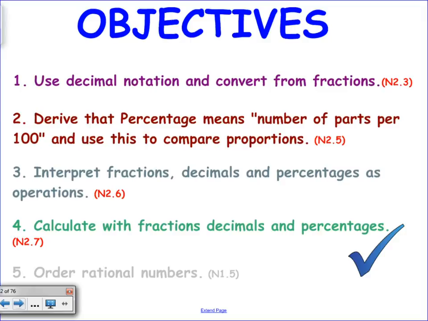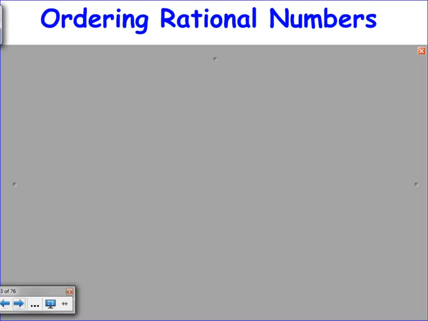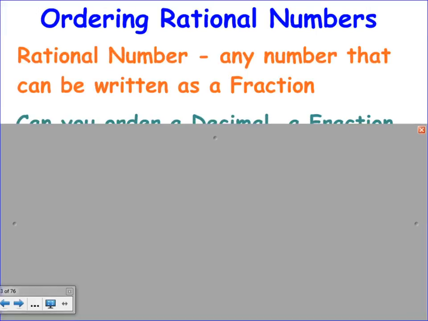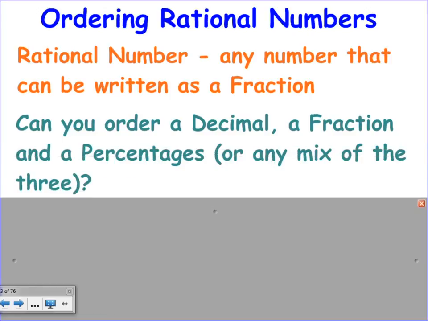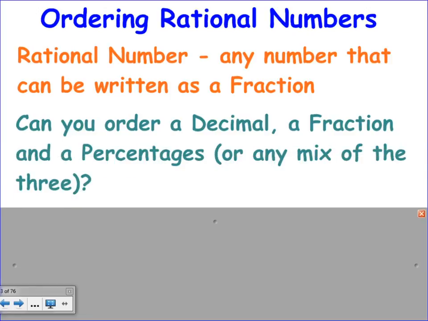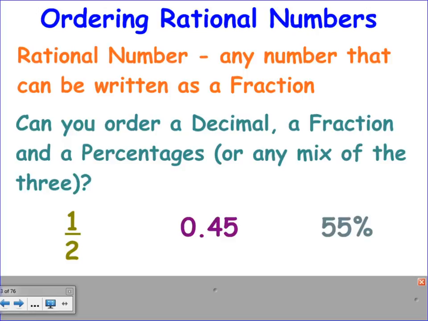I'm going to spend about 30 seconds on this last bit, which is ordering rational numbers. Okay? Ordering rational numbers merely means sorting numbers that are a mix of fractions, decimals and percentages. A rational number is any number that can be written as a fraction. As far as you're concerned, a rational number is every number on this course except for pi when we come to do circles. Okay?